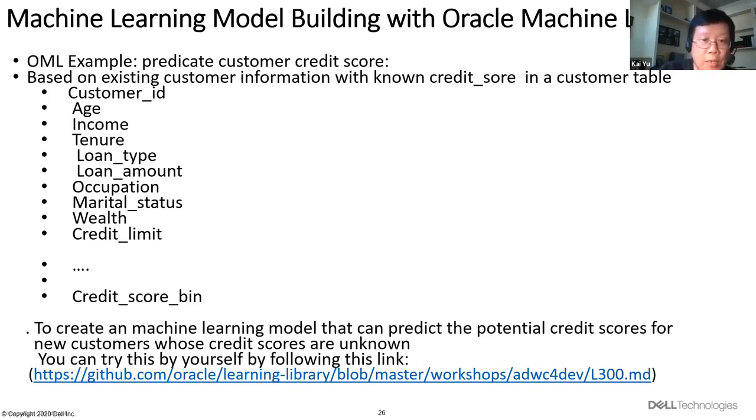This is based on this query and this table, which has 100,000 rows. This table has the data we're going to use to build a model, including the credit score, so we know each customer's credit score. But we're going to use that data to train a model so that when we have a new customer, we can predict their credit based on some of the data here. That is this example, and it is in this GitHub.